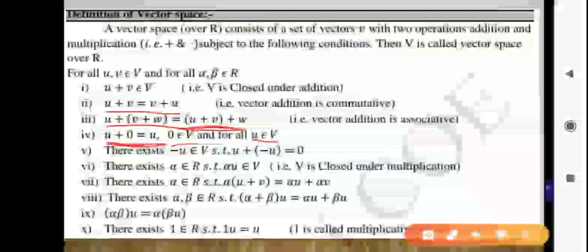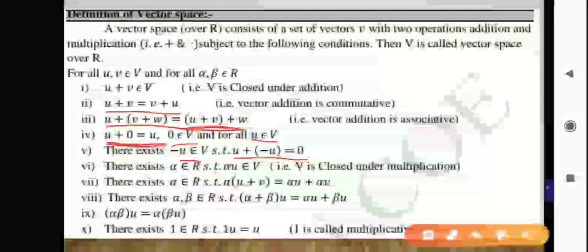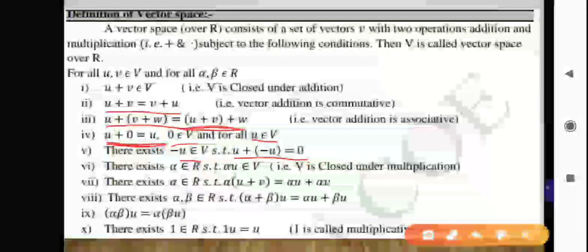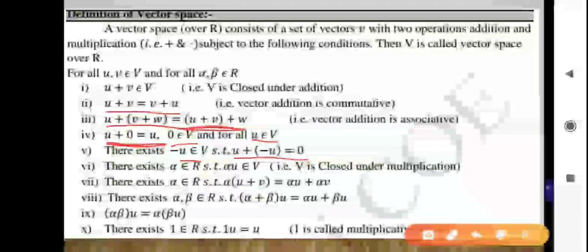Then fifth condition, there exists a negative element, that is minus u belongs to V, such that u plus minus u is equal to 0. That means if u is any element of capital V, then there must exist its negative element also in that set, such that the addition becomes 0. For example, if the set V has the element 1, there must exist minus 1 also in that set V, so that the addition of 1 and minus 1 is 0.